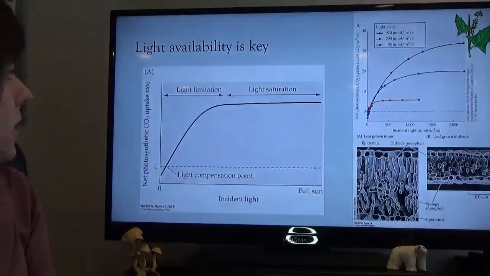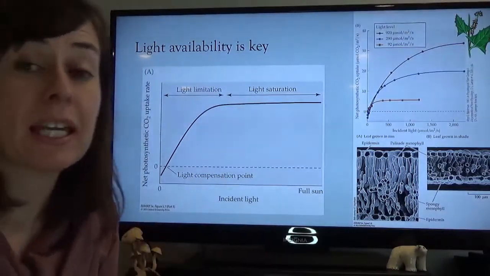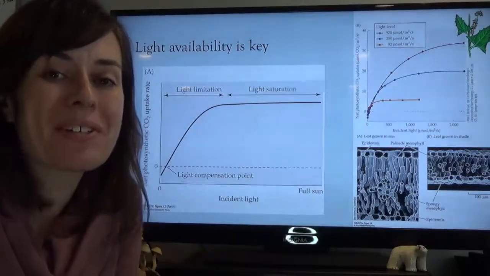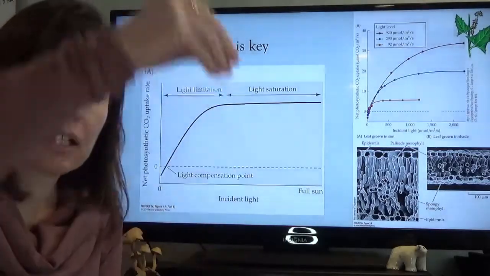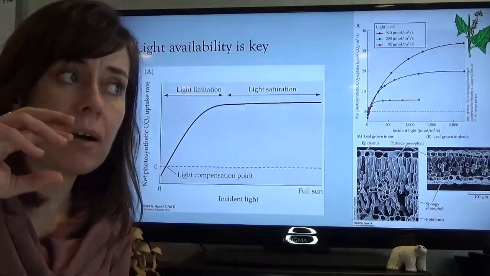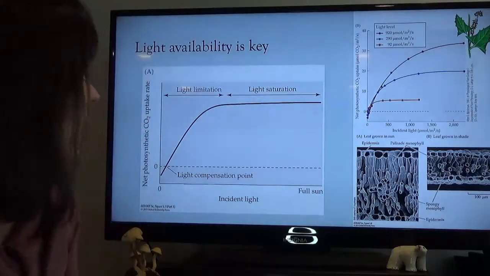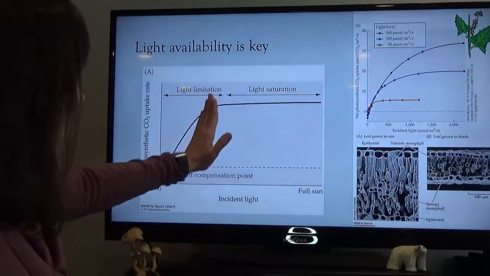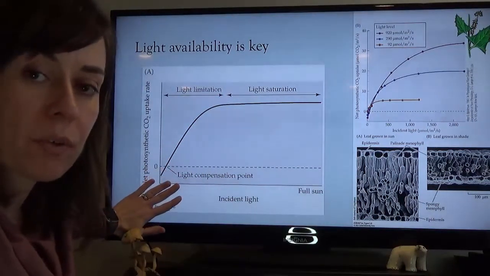Okay, so first, as hinted at in the previous slide, light availability is really key. Of course, photosynthesis relies on light to excite electrons and drive the production of ATP and NADPH to feed the Calvin-Benson cycle. This is what we refer to as a light response curve for photosynthesis.